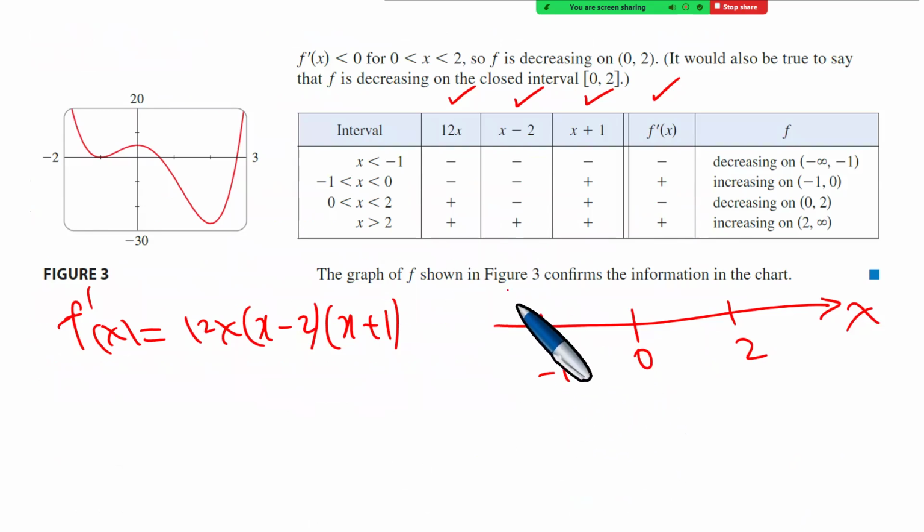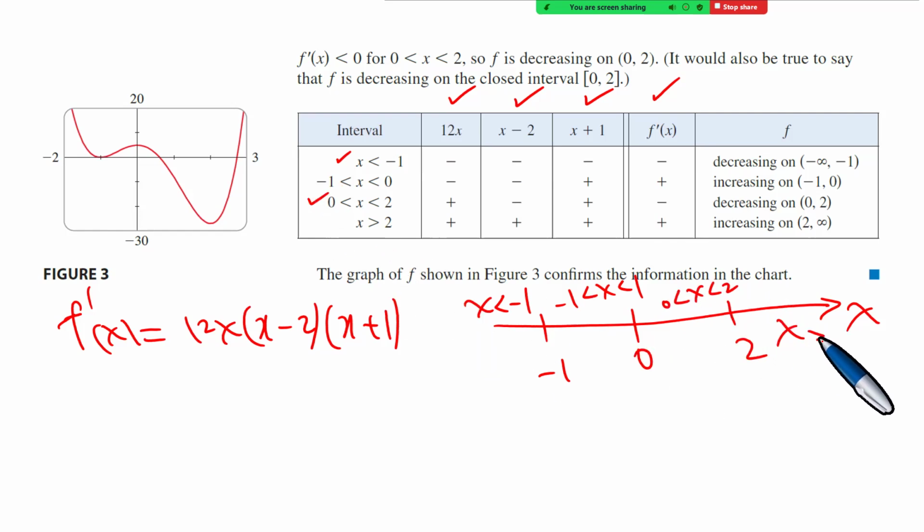So we take this part of the number line where x is less than -1, which is exactly this one. Then another part, between -1 and 0, is this one. There's another part between 0 and 2, and there's another part, x bigger than 2, which is exactly that part.